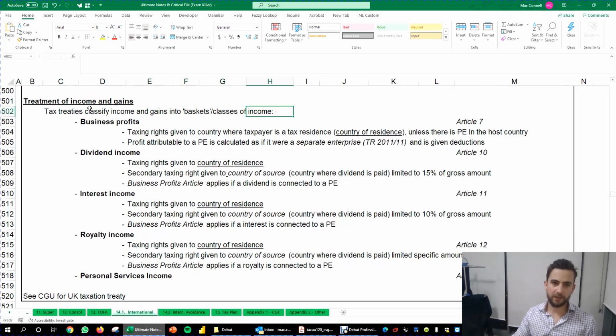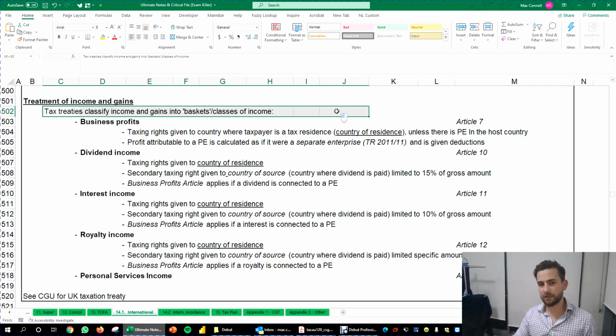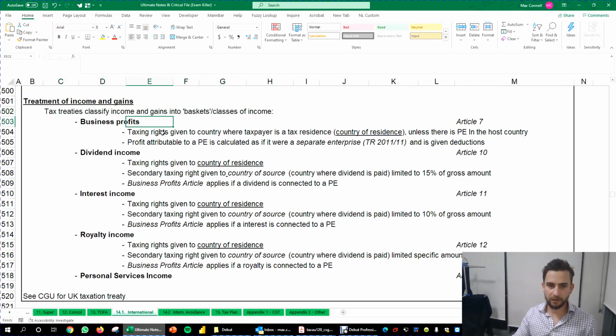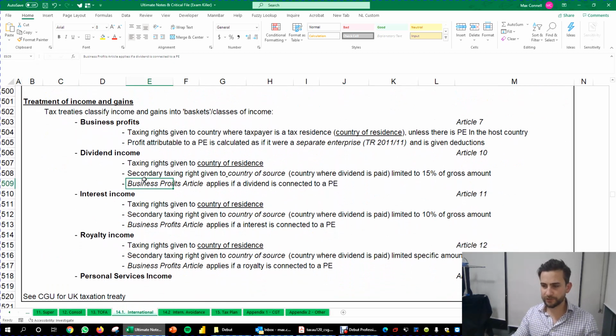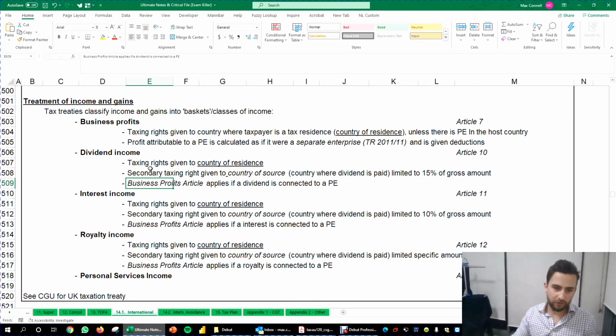Treatment of income and gains. Tax treaties classify income and gains into baskets, classes of income. So you've got business profits, dividends, interest, royalties, personal services, and they have different rulings for each. There are some general guidelines provided, but it really depends on the exact country you're dealing with, because the double taxation agreement with the United States for Australia will be different to the agreement with Singapore, which will be different to the agreement with the UK, and so forth.